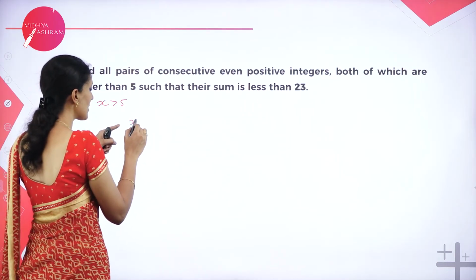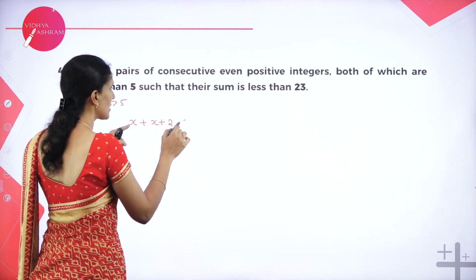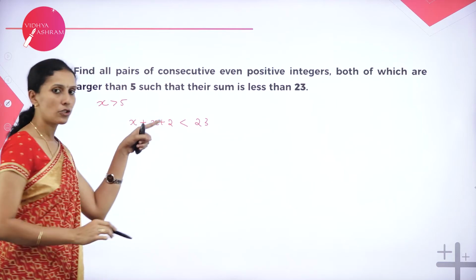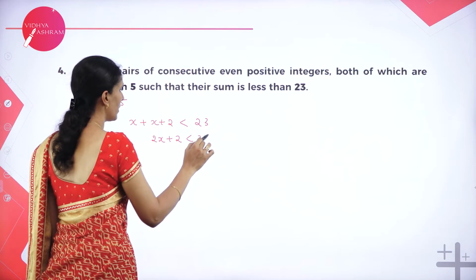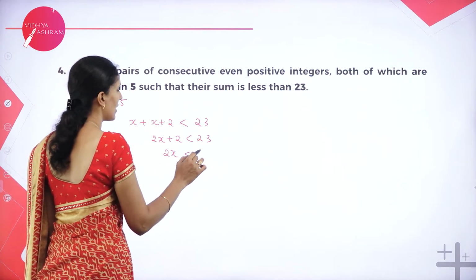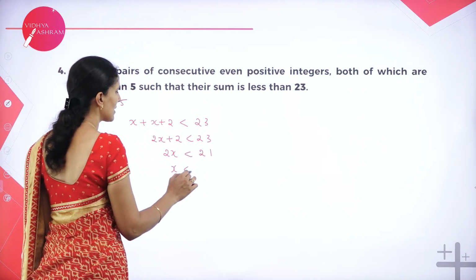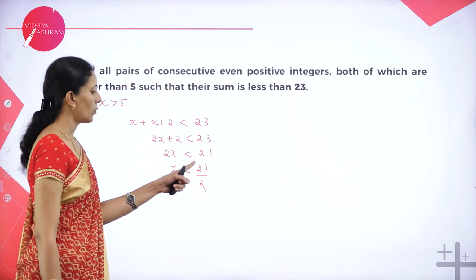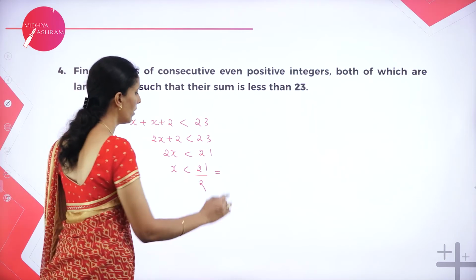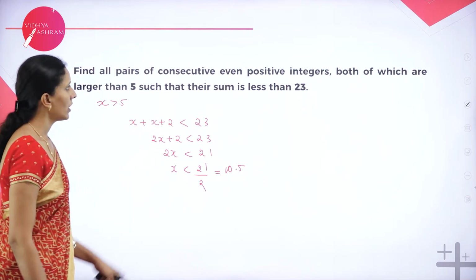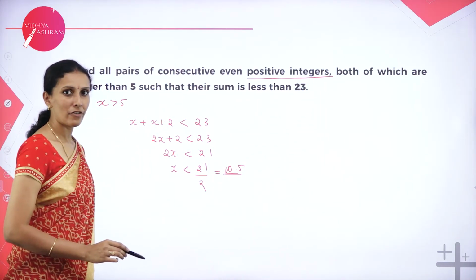If I take x as one even number, the next even number will be x plus 2, whose sum is less than 23. Now I need to find all the pairs. So here it is 2x plus 2 less than 23. So 2x less than 21, if you subtract 2 on both sides, x less than 21 by 2. So 21 by 2 is nothing but exactly 10.5. So here we have to take positive integers. So maximum x can reach till 10.